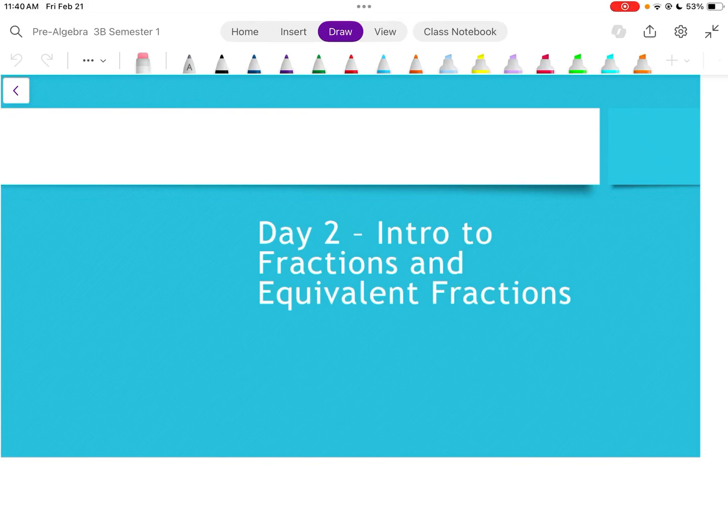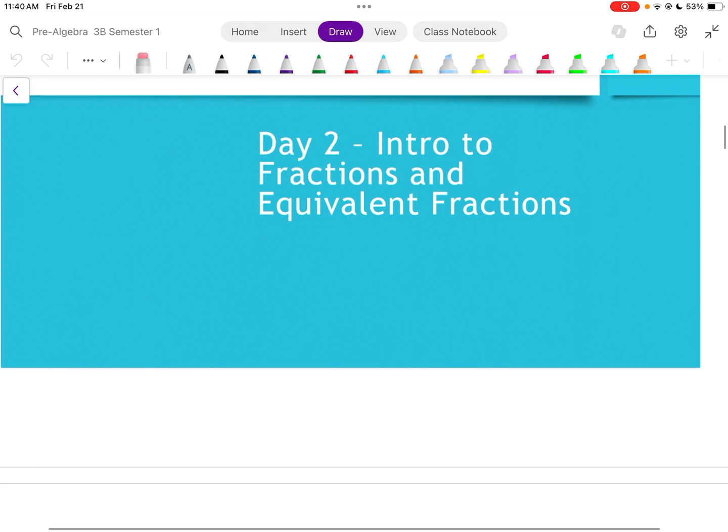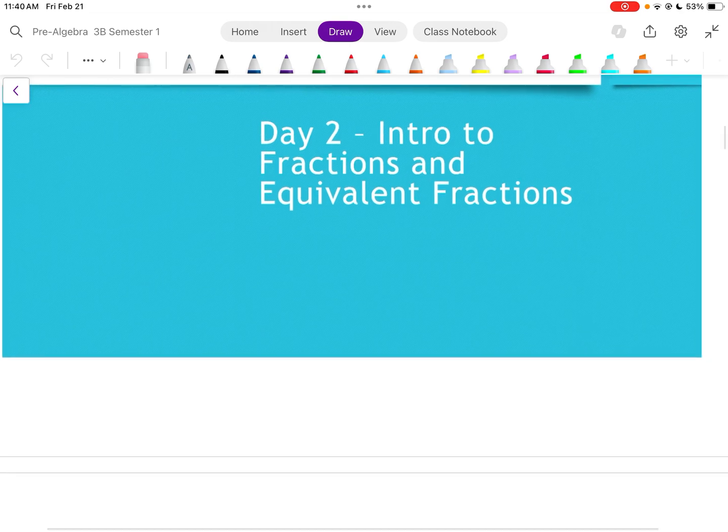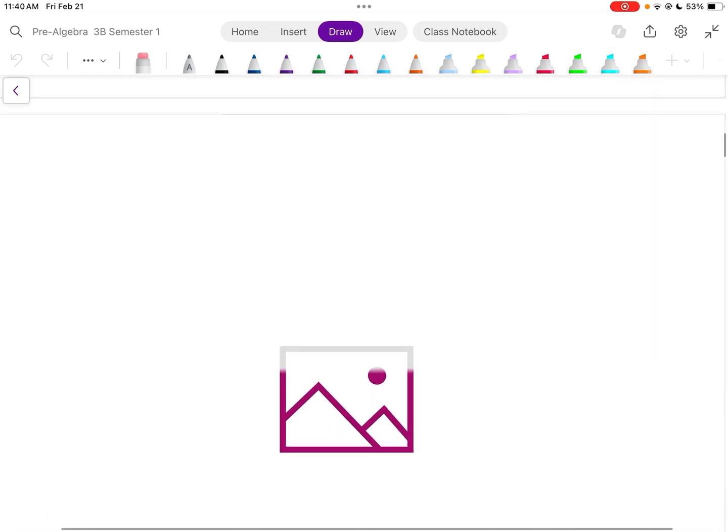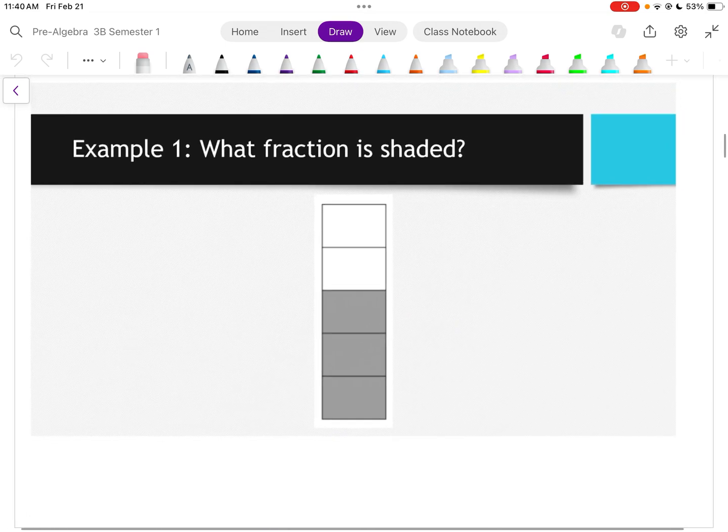All right, for Pre-Algebra Unit 2, Day 2, so 2.2, we're going to talk about fractions and then equivalent fractions. We're going to just skip right to the first example. So we're going to be identifying fractions. This one is asking what fraction is shaded.